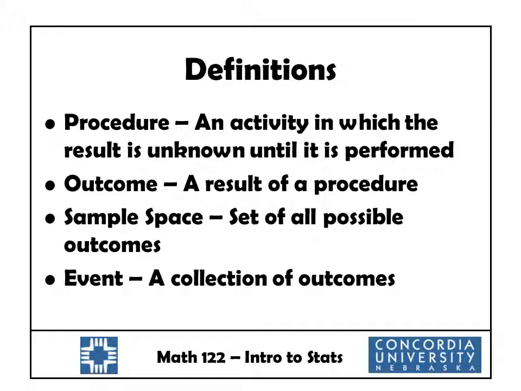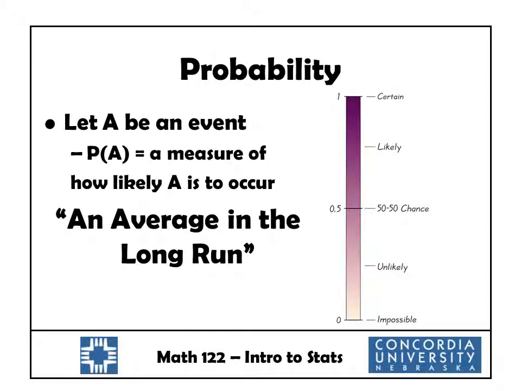First we'll review some definitions dealing with probability. A procedure is an activity in which the result is unknown until it's performed. We mentioned that just about everything in life can be considered a procedure because you don't know exactly what's going to happen until it actually happens. An outcome is a result of a procedure. A sample space is the set of all possible outcomes, and an event is a collection of outcomes.